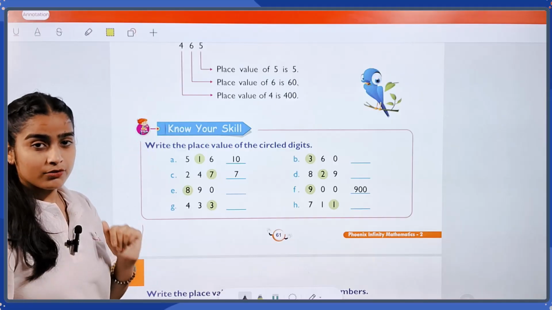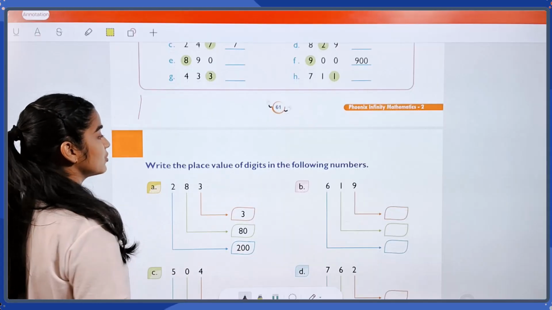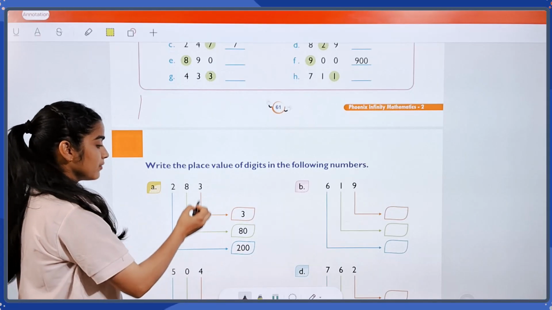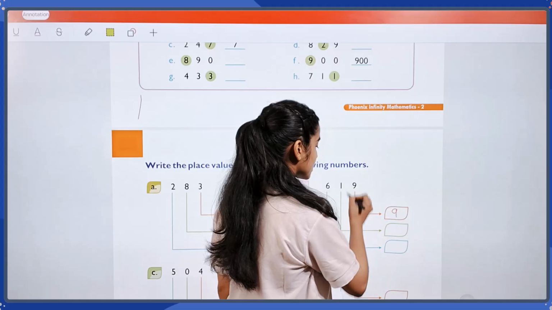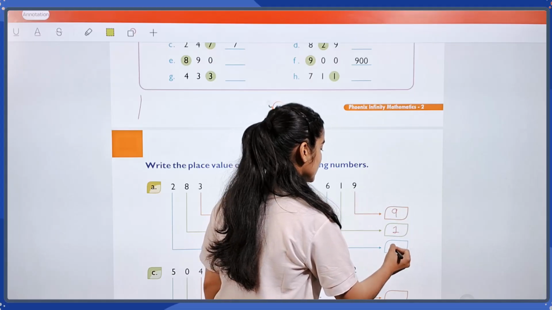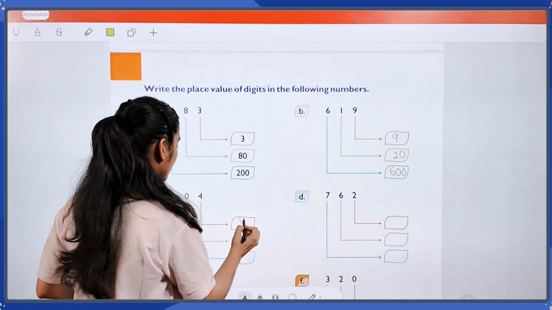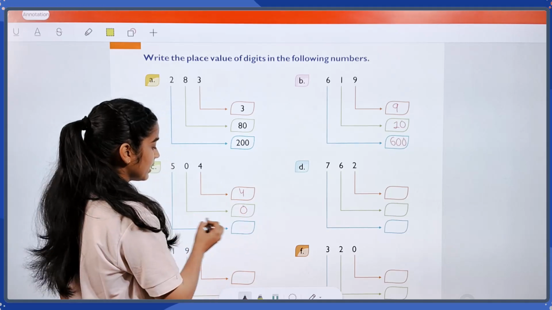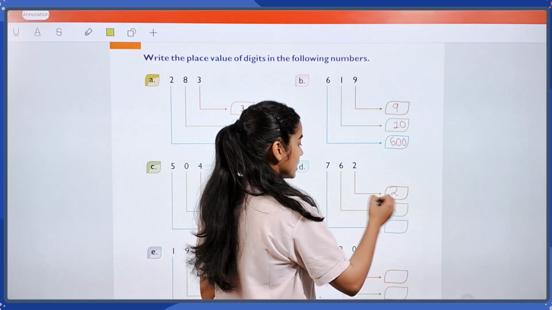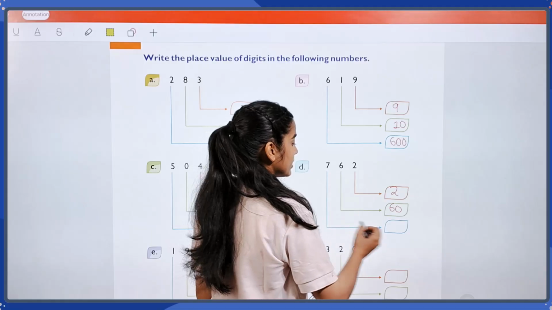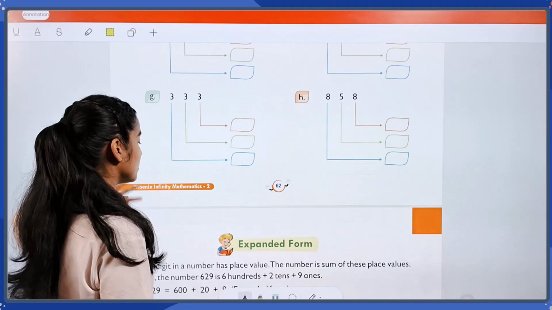Now what you have to do, you have to evaluate yourself how much you have learned till now. Write the place value of the digit in the following numbers. So for example, here we write 9 ones, 1 ten and 600. Next 4 ones, 0 tens and 500 we have. Next 2 ones, 6 tens and 700. So in the same way you have to solve the rest of the questions in this section.